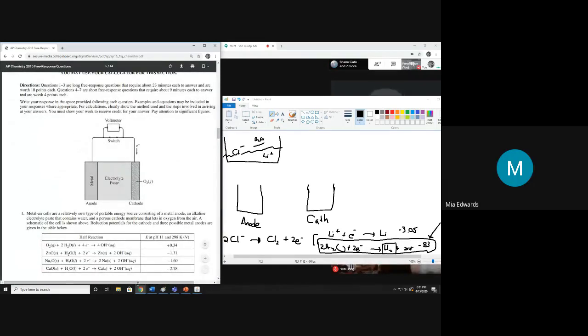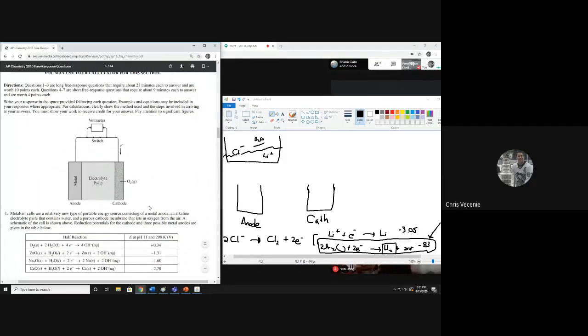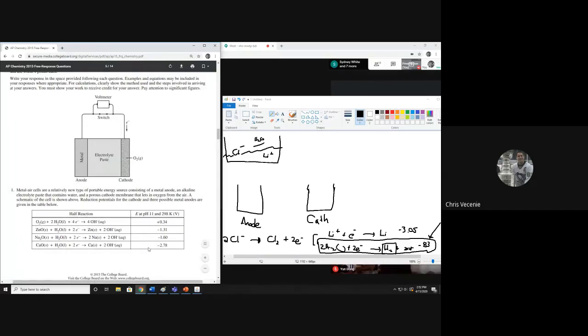Can you repeat the last part of that again? Sure. Because the water has a more favorable reduction potential. Anybody else need a repeat there?